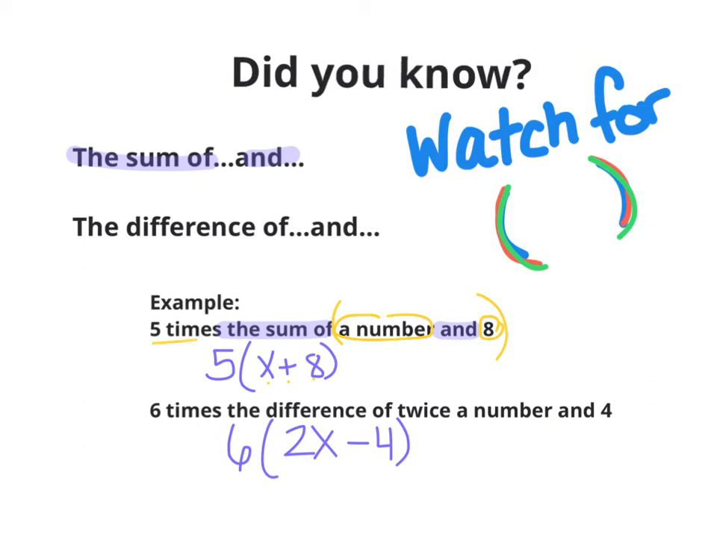You can see it again in the one below it. I have 6 times the difference of twice a number and 4, and so this tells me what I'm going to be subtracting. Twice a number minus 4, okay, that's where this 2x minus 4 came from, and now I want 6 times that difference, so I have to put my 6 on the outside of my parentheses to show multiplication.